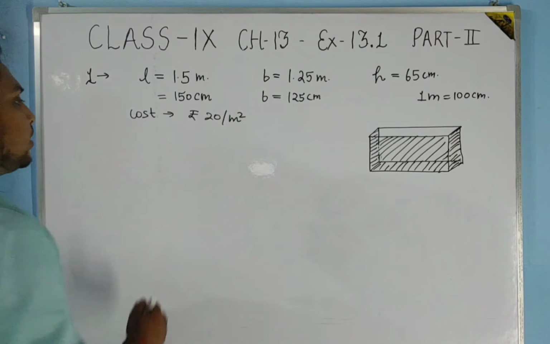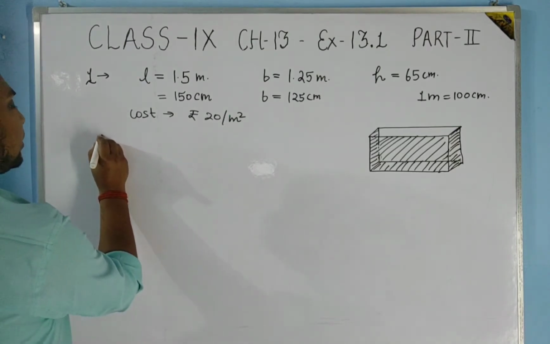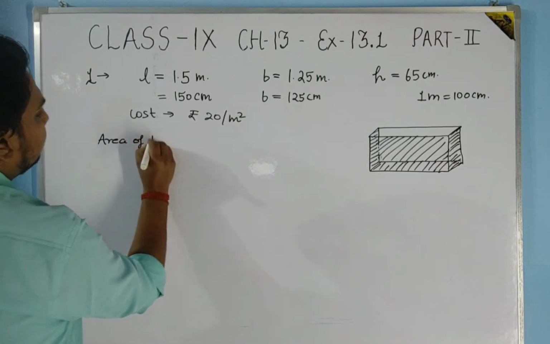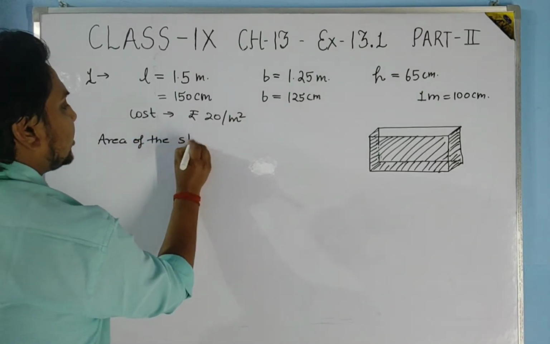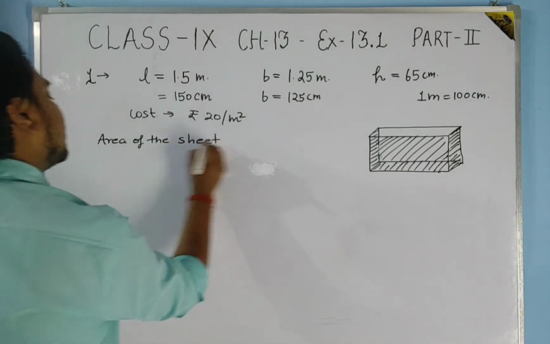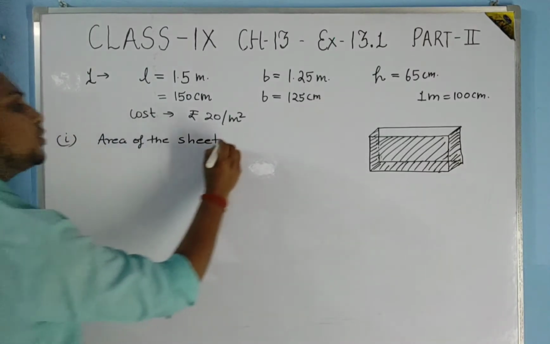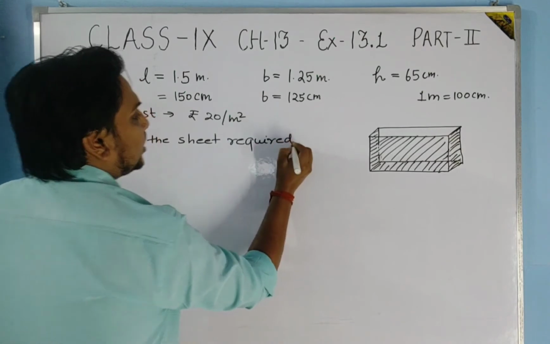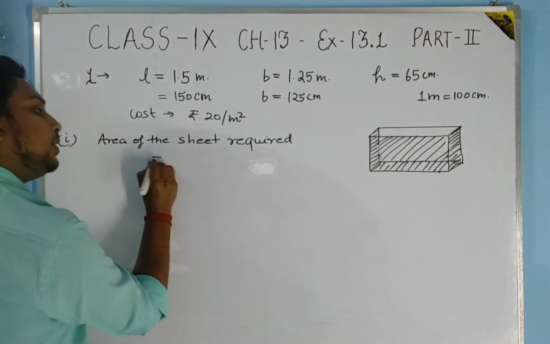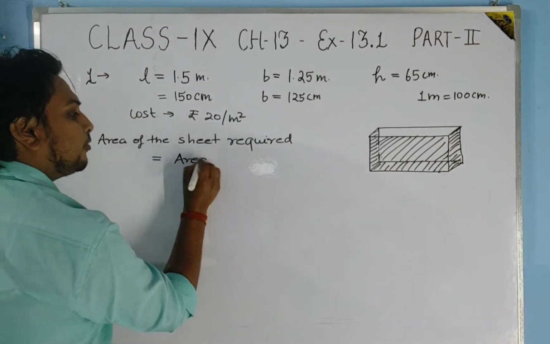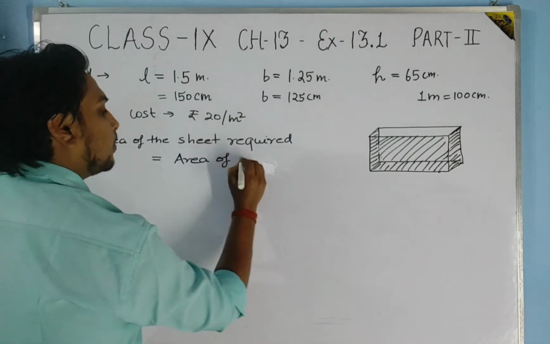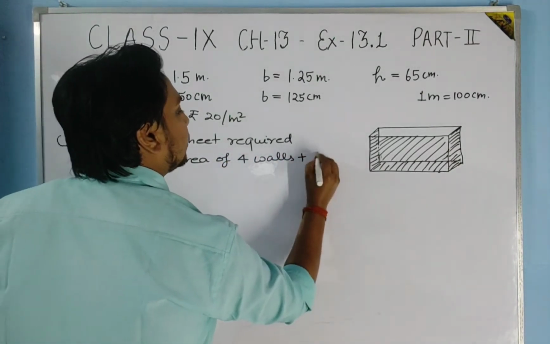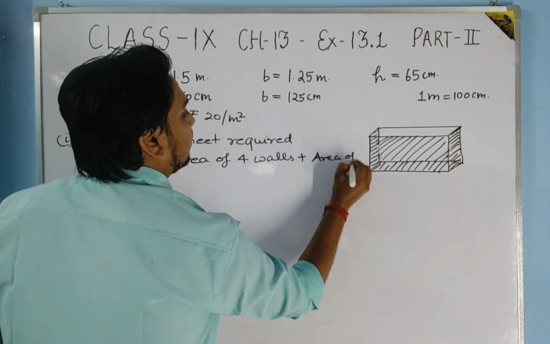Now we have to find the area of the sheet required. Students, the area of the sheet required will be the area of 4 walls plus the area of the base.